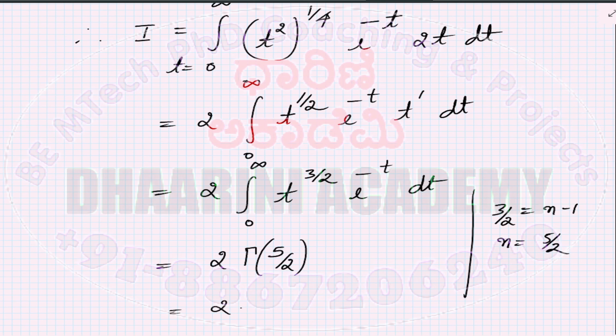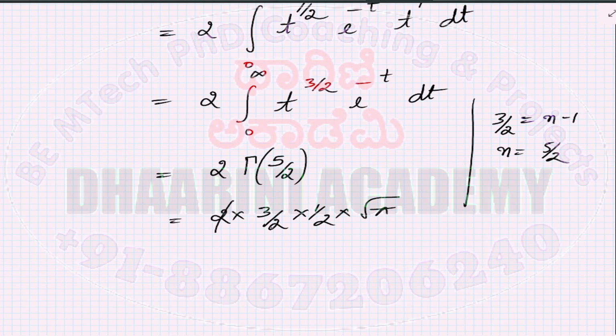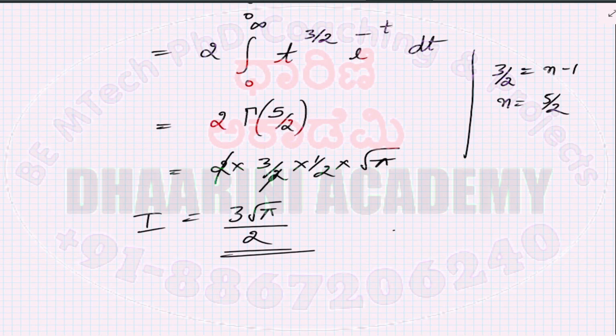So I know how to calculate gamma 5 by 2. Gamma 5 by 2 is 1 less than that: 3 by 2 into 1 by 2 into root pi. Root pi is coming because there is a gamma half. So this will cancel. So the answer is 3 root pi by 2. That's the given integral. Okay, pretty straightforward.